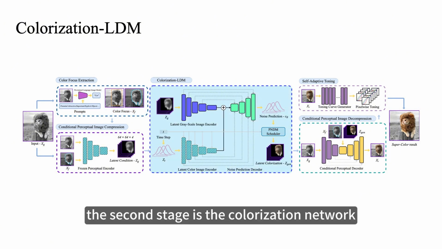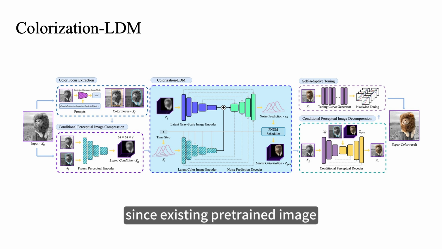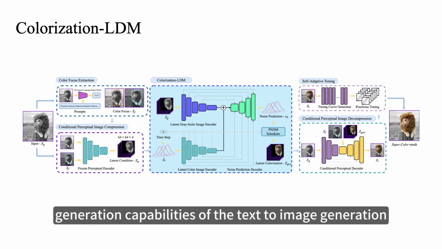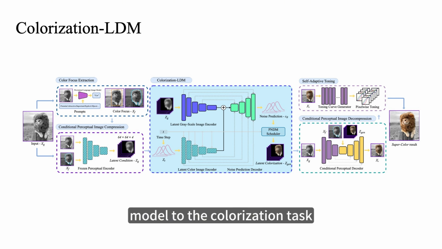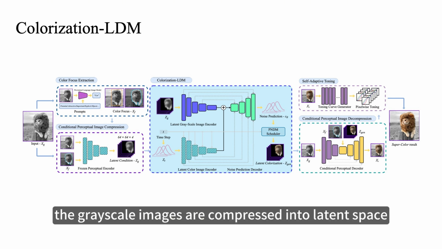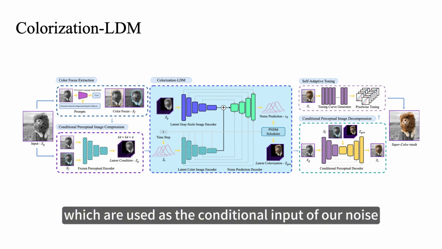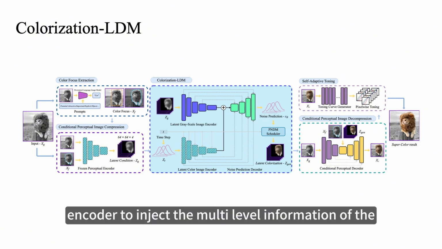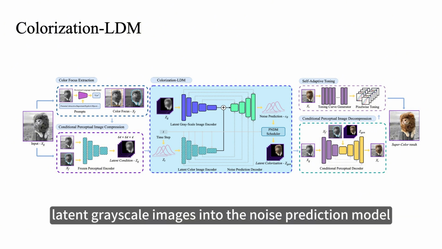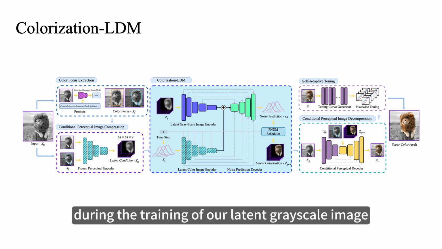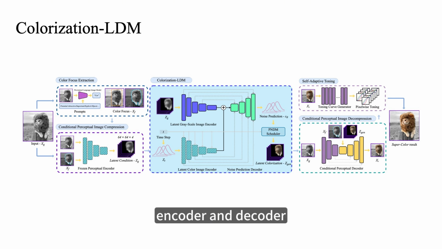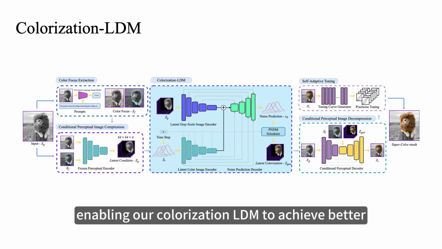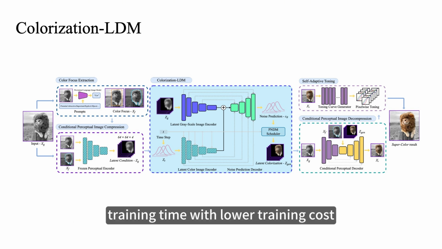The second stage is the colorization network. Since existing pre-trained image generation models can produce appropriate images, we attempt to transfer the image generation capabilities of the text-to-image generation model to the colorization task. The grayscale images are compressed into latent space, which are used as the conditional input of our noise prediction network. We design a latent grayscale image encoder to inject the multi-level information of the latent grayscale images into the noise prediction model. During the training of our latent grayscale image encoder and decoder, we propose the decoder tuning strategy for the noise prediction unit, enabling our colorization LDM to achieve better performance in the same training time with lower training cost.